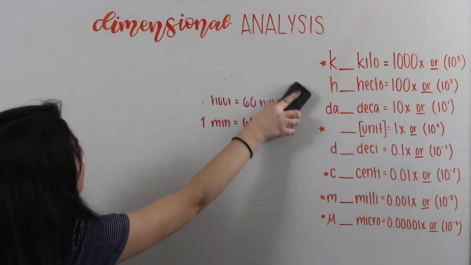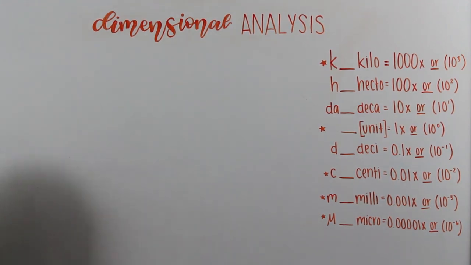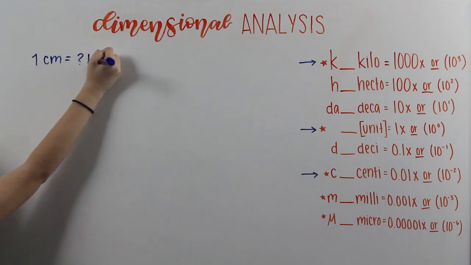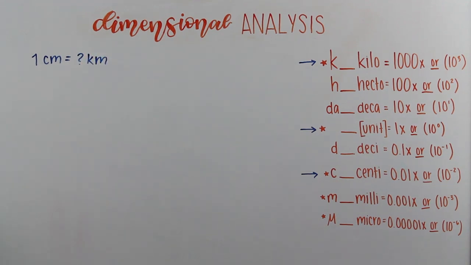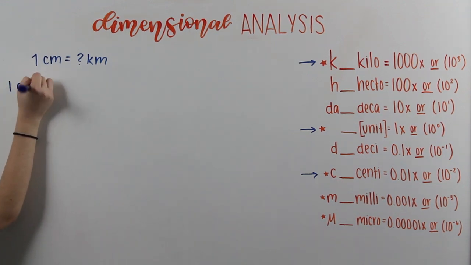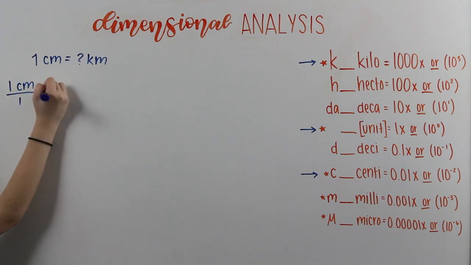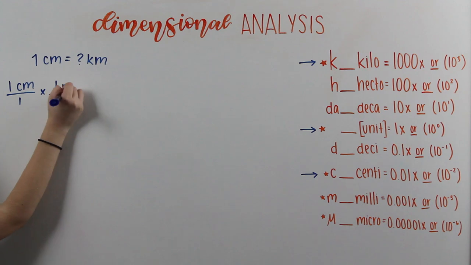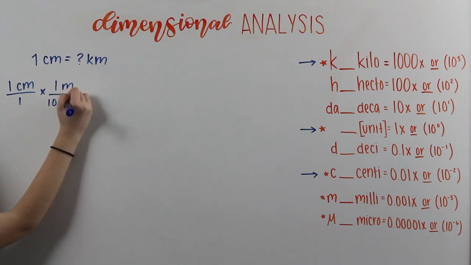Next, let's try an example that involves the prefixes to the right. How many kilometers is in 1 centimeter? When we are dealing with prefixes, we first convert the prefix unit into the base unit. The base unit in this problem is meter. We are given the unit centimeter, therefore our first step is to convert centimeter to meter. We know that 1 meter is equivalent to 100 centimeters. We want to cancel out the centimeter, so we put 100 centimeters at the bottom and 1 meter at the top. Now we have it in meters.